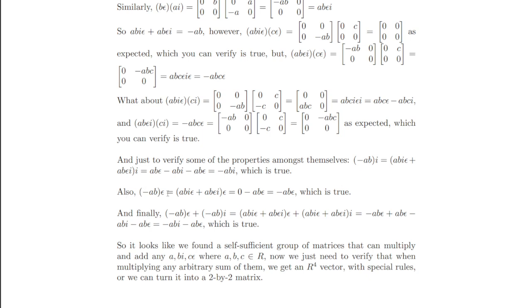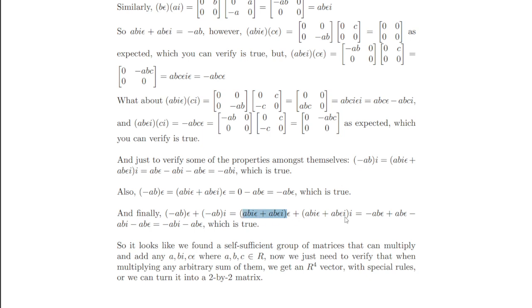Also, negative ab epsilon is this, again, times epsilon. But this part will go to 0 because it's epsilon times epsilon. And then this part is negative ab epsilon, which again is exactly what we thought. Plugging this in for negative ab, we get the property that we found earlier. And finally, negative ab epsilon plus negative abi.